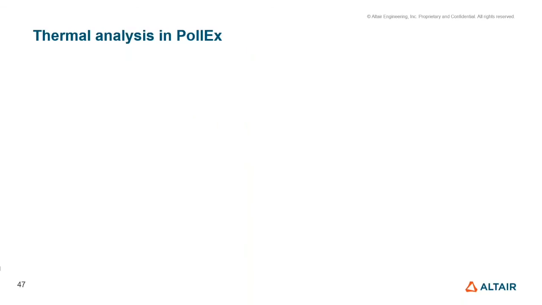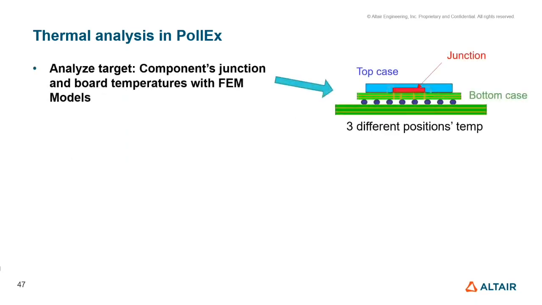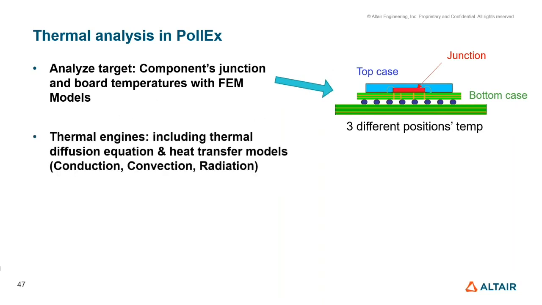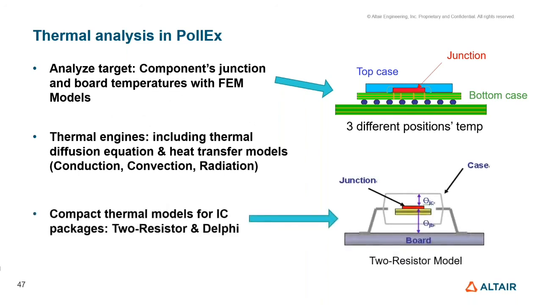The thermal analyzer essentially analyzes component junction and board temperatures with FEM models. This is done using thermal engines, which comprise thermal diffusion equations and heat transfer models, namely conduction, convection, and radiation. Two of the most common compact thermal models for IC packages are the two-resistor model and the Delphi model. And you can see on the bottom right, the two-resistor model is shown in the graphical view.